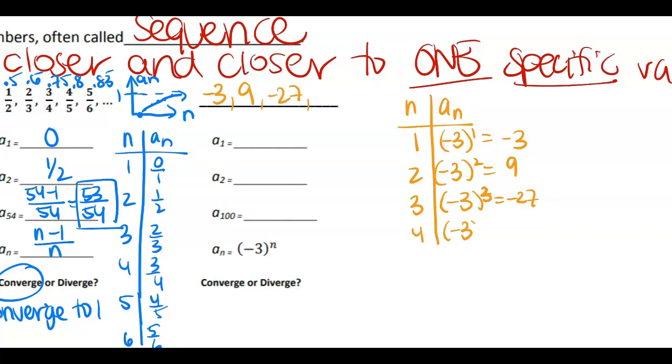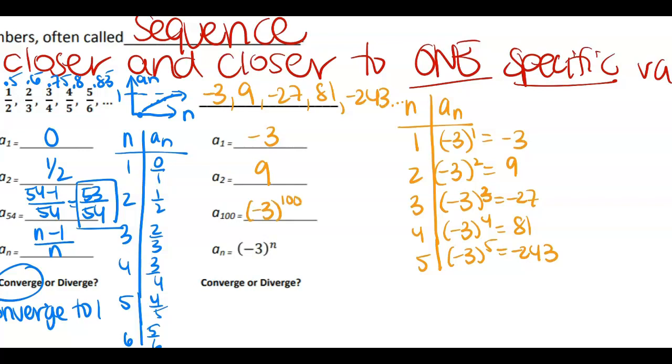For my fourth term, we're going to do -3 to the fourth power. So we're just going to pretty much take that -27 and multiply it by another -3, which will give me positive 81. And then for my last one, let's do -3 to the fifth power, and that's going to give me -243. I'm going to keep putting dots behind it just to show that I'm not going to necessarily stop at -243, but that's pretty much the highest value I'm going to go to for now. Okay, well, a sub 1 is going to be -3, a sub 2 is 9, and a sub 100 is going to be -3 to the 100th power.